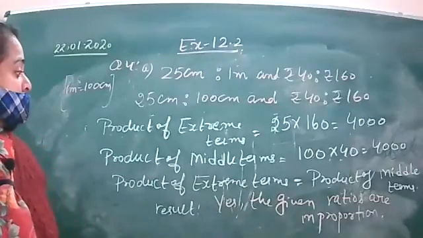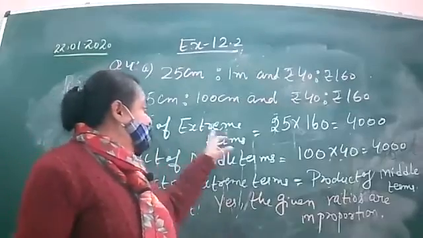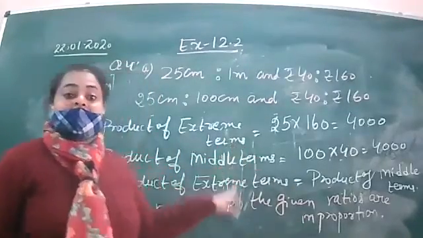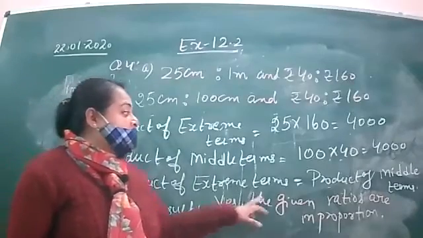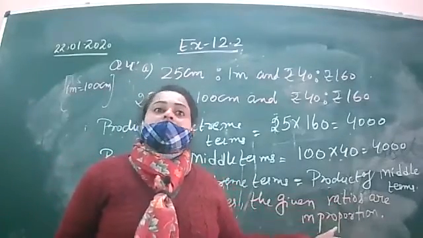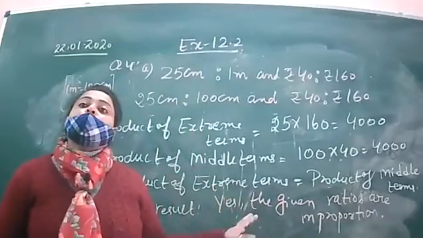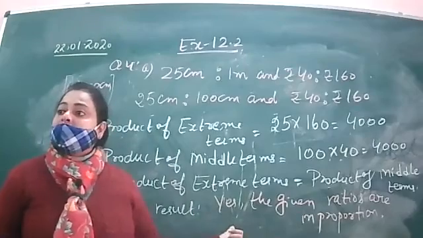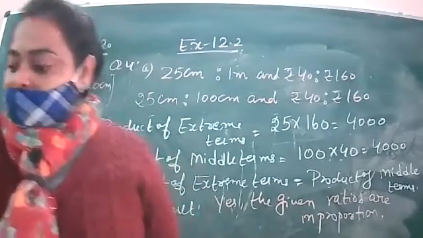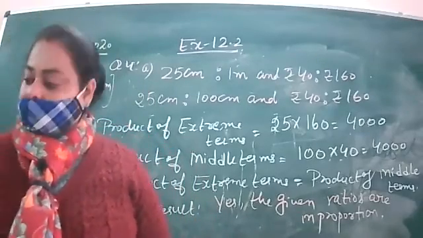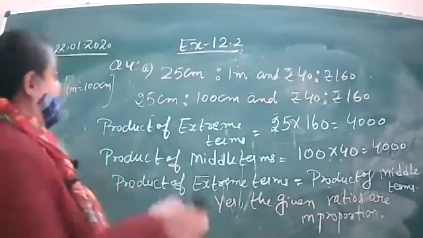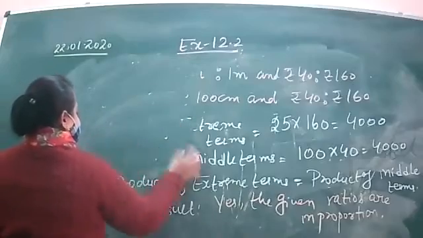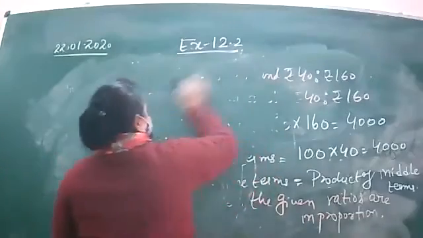Now write down. And if the product of extreme terms is not equal to the product of middle terms, then you will write no, the given ratios are not in proportion. Or you can write true or false also. Yes means true, false means no. After this, let's start with D part. Now come to the D part.